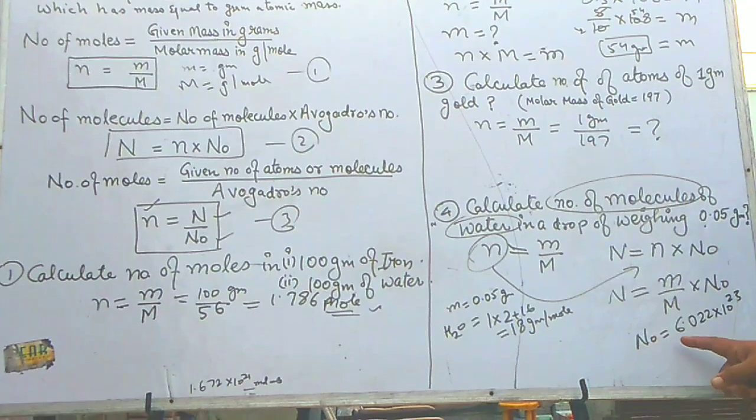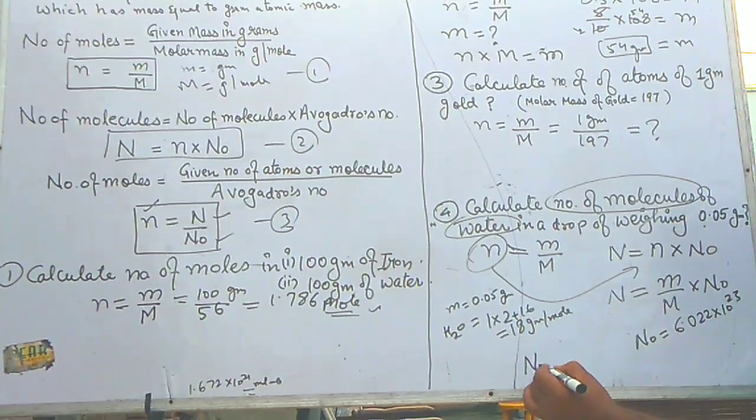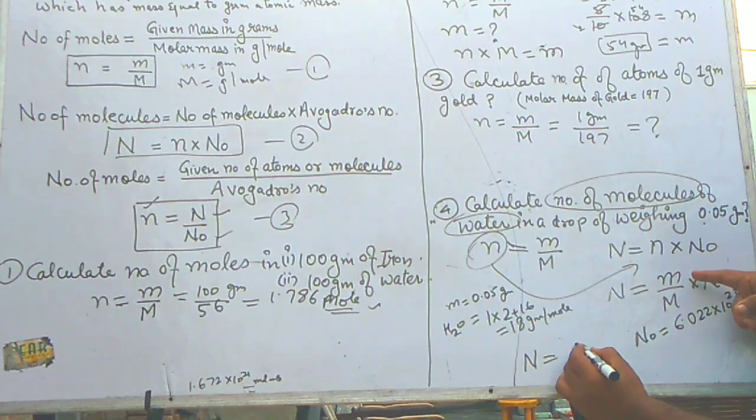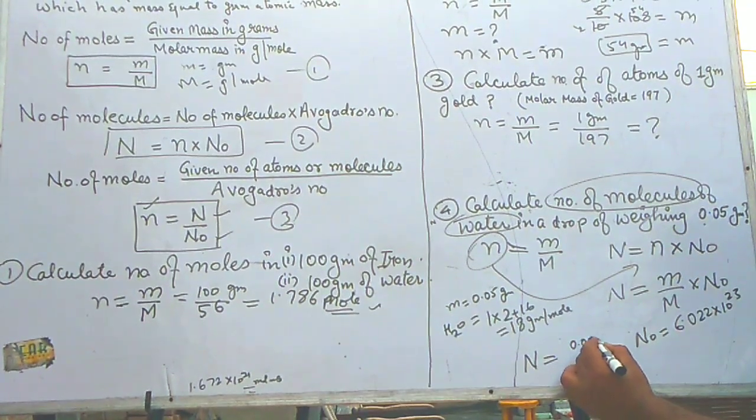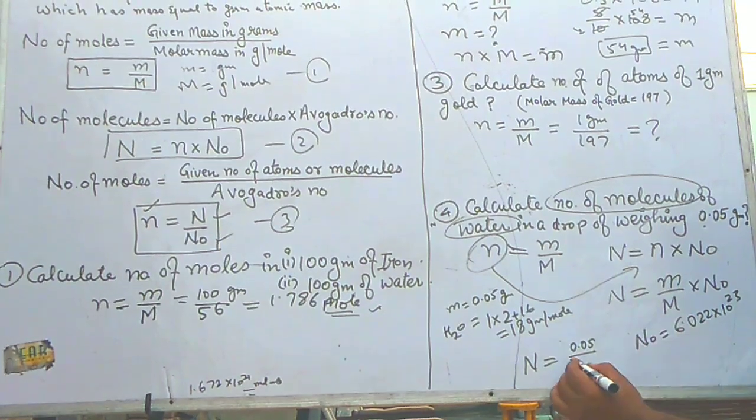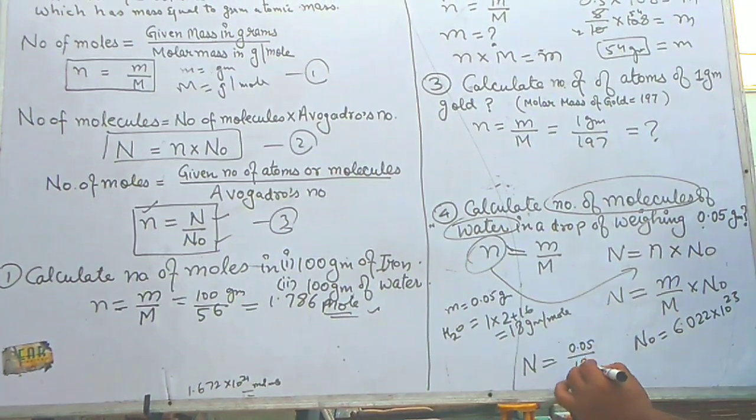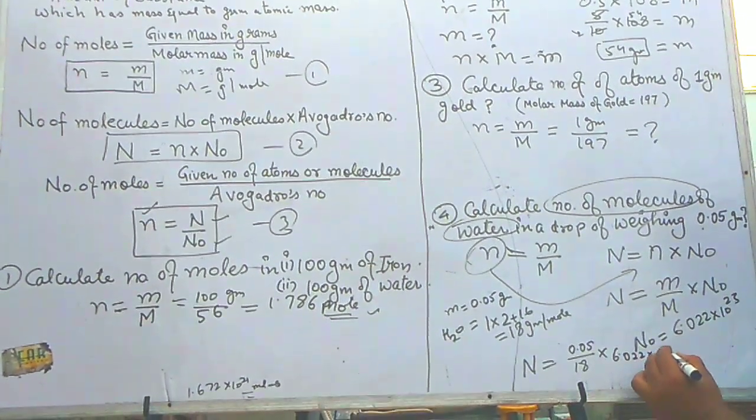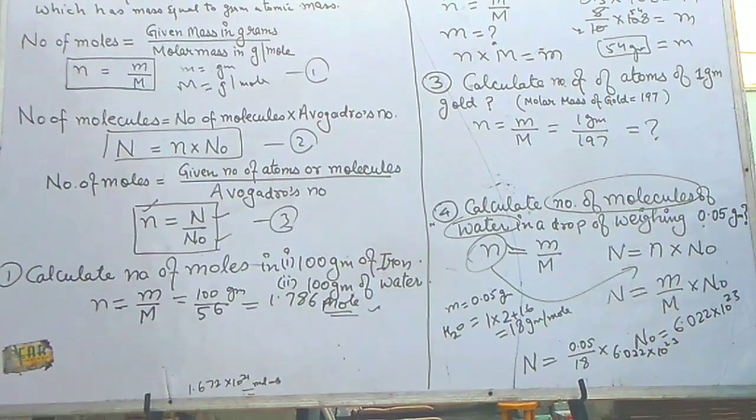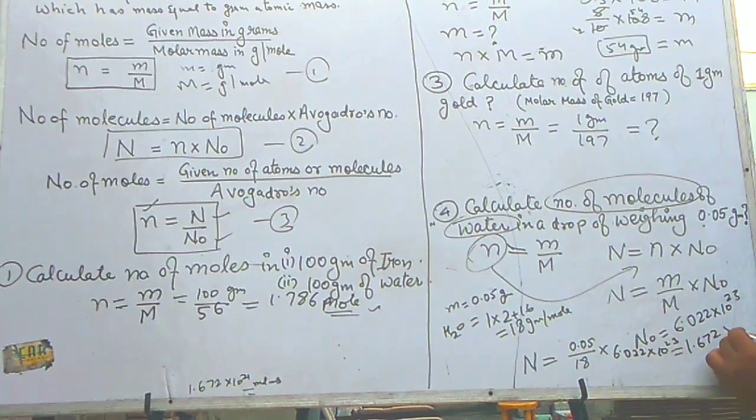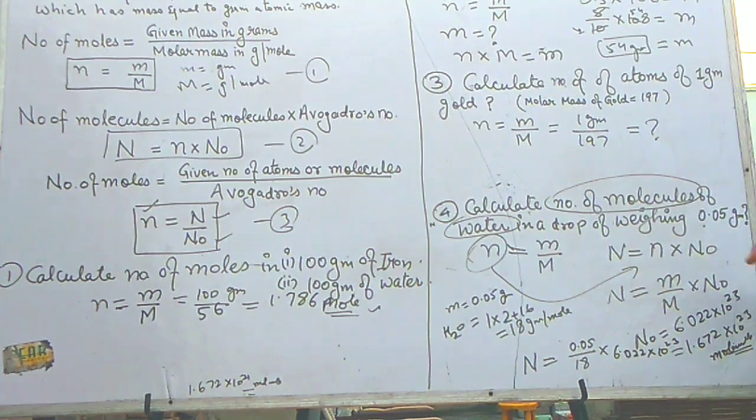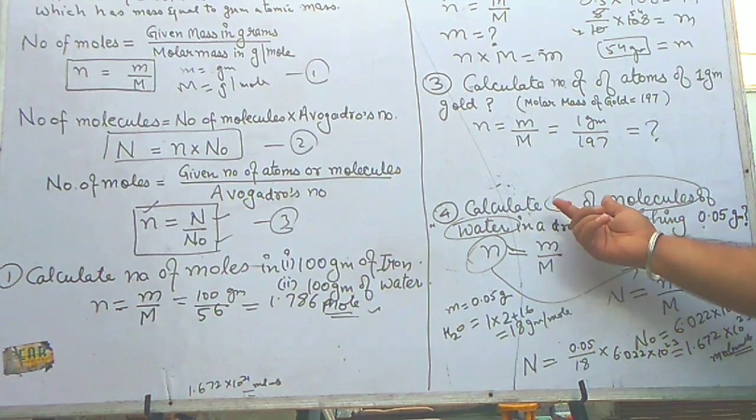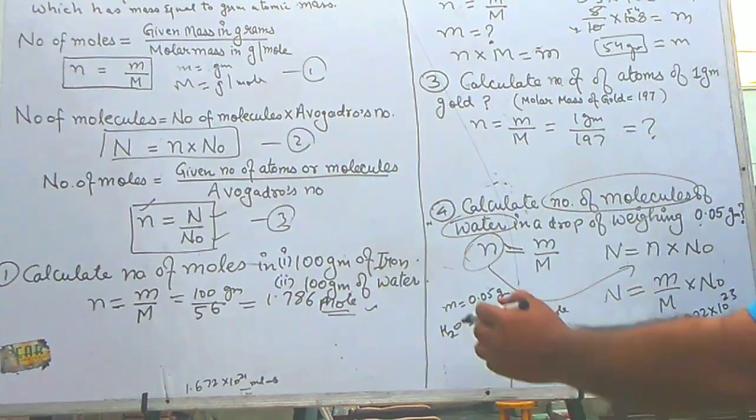Now we will substitute it in the formula. Capital N equal to small m, the mass in gram, that is 0.05, over capital M, which we found for water, that is 18, into the Avogadro number, 6.022 into 10 to the power 23. After solving this, we will get the answer: 1.672 into 10 to the power 23 molecules.